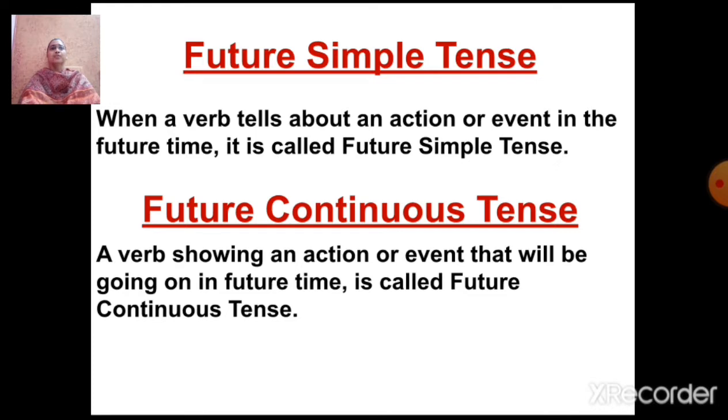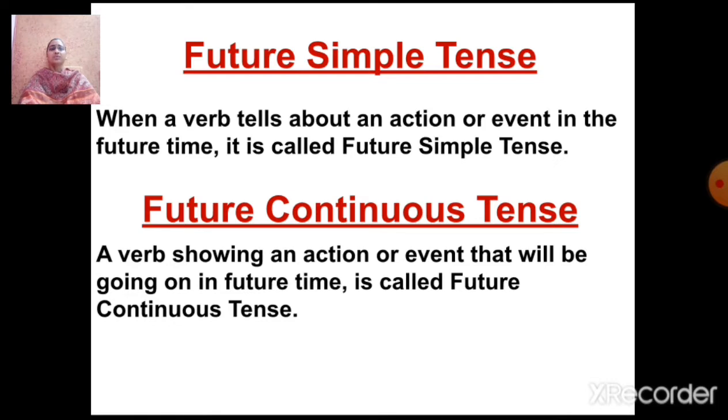That is future simple tense, future continuous tense, future perfect tense, future perfect continuous tense. Now let's start with future simple tense. When a verb tells about an action or event in the future time, it is called future simple tense. Here the formula is will or shall plus first form of verb.